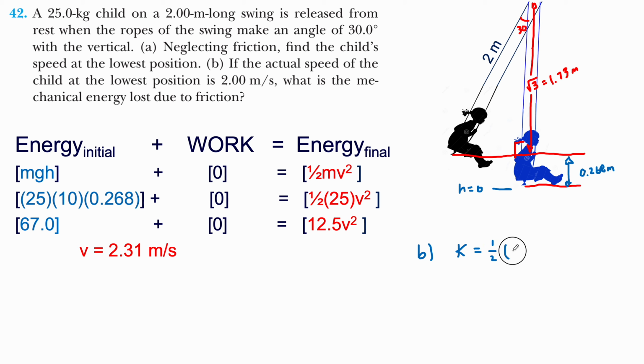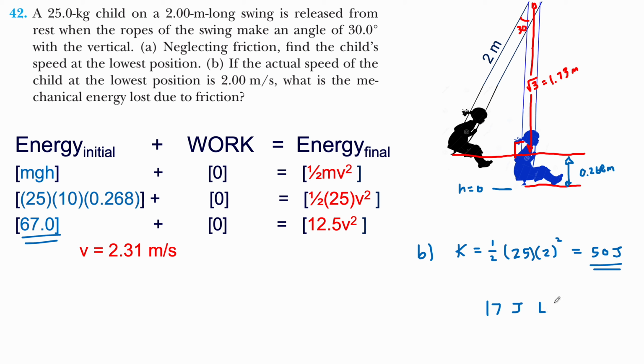we end up with 1/2 times 25 times 2 squared. Well, 2 squared is 4. Times 25, 100, times 1/2. It's 50 joules. So she only has 50 joules instead of, she should have started out with 67 joules. How much did she lose? Well, she should have 67 joules of kinetic energy at the bottom, but she lost, apparently, 17 joules.